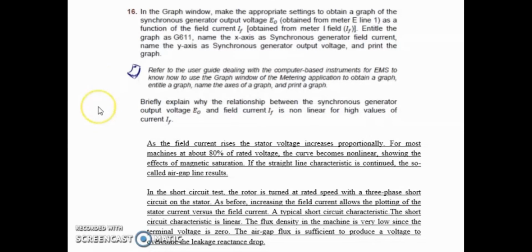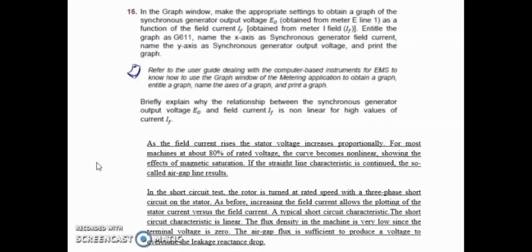For the next question, briefly explain why the relationship between the synchronous generator output voltage and field current is non-linear for high values of current. So the answer is, as the field current rises, the stator voltage increases proportionally. For most machines at about 80% of rated voltage, the curve becomes nonlinear, showing the effects of magnetic saturation. If the straight line characteristic is continued, the so-called air-gap line results.